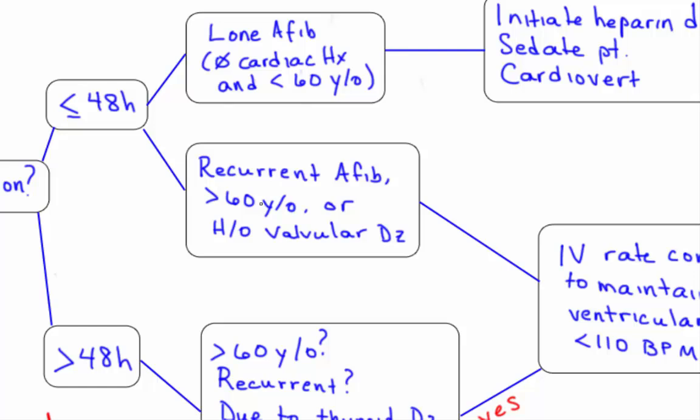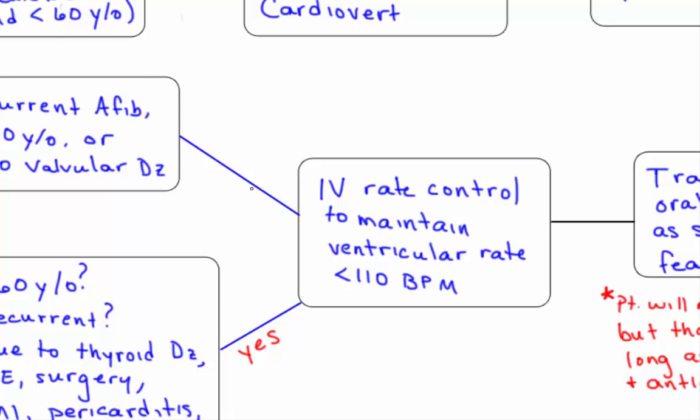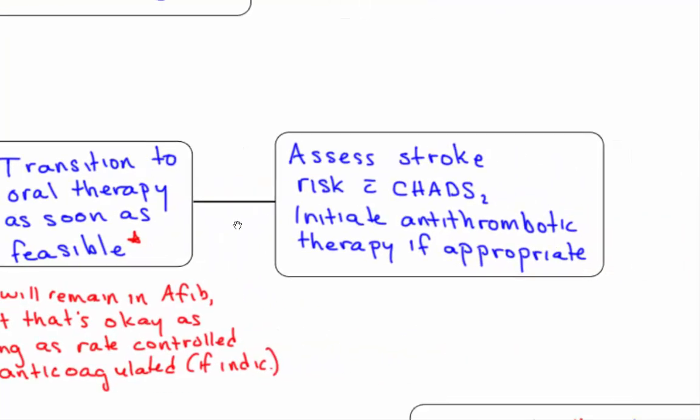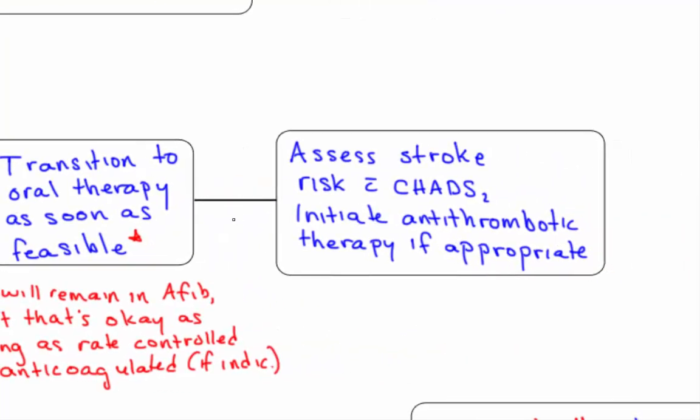So for now, we're just going to work under the assumption that we're going to pursue the approach that's supported by the results of the AFFIRM trial, and we'll go ahead and administer the IV rate controlling agents. Our goal is going to be to maintain a ventricular rate of less than 110 beats per minute. After we get that ventricular rate slowed, we need to transition them to oral therapy as soon as it's feasible. Then we're going to need to assess their CHADS-2 risk score, which we'll talk about in part 7.